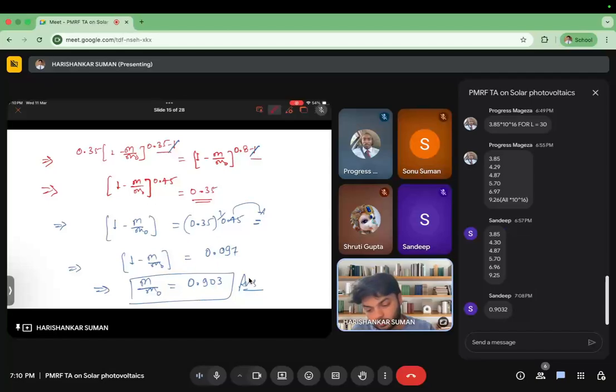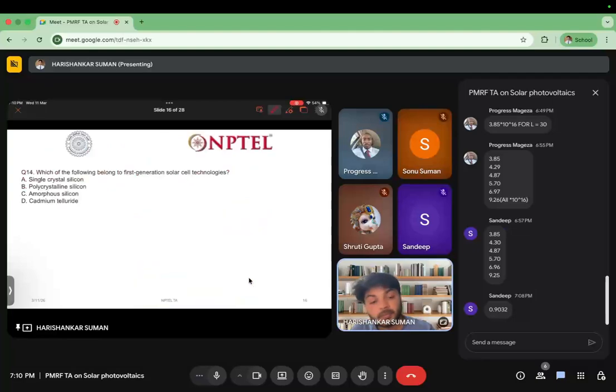This is the solution I did. See the next question. Which of the following belong to the first generation solar cell technology? Single crystal, polycrystalline, amorphous, or cadmium telluride?